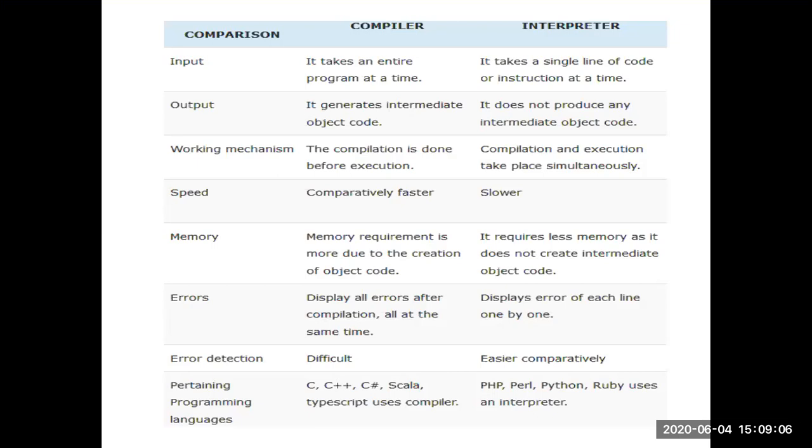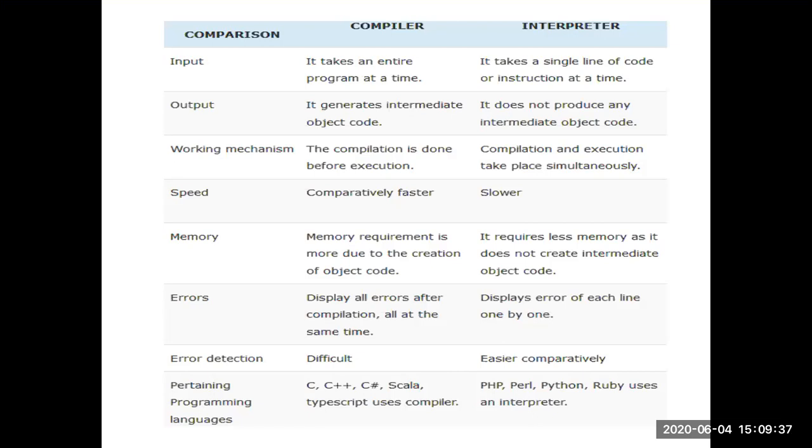When we want to convert the source code by compiler, it will take entire program as an input at a time. When we come to interpreter, it will take single line at a time as an input for conversion. Output: the compiler will generate the intermediate object code while conversion. But when we come to the interpreter, there is no intermediate code. Directly we will get the machine code and output only. There is no intermediate object code.